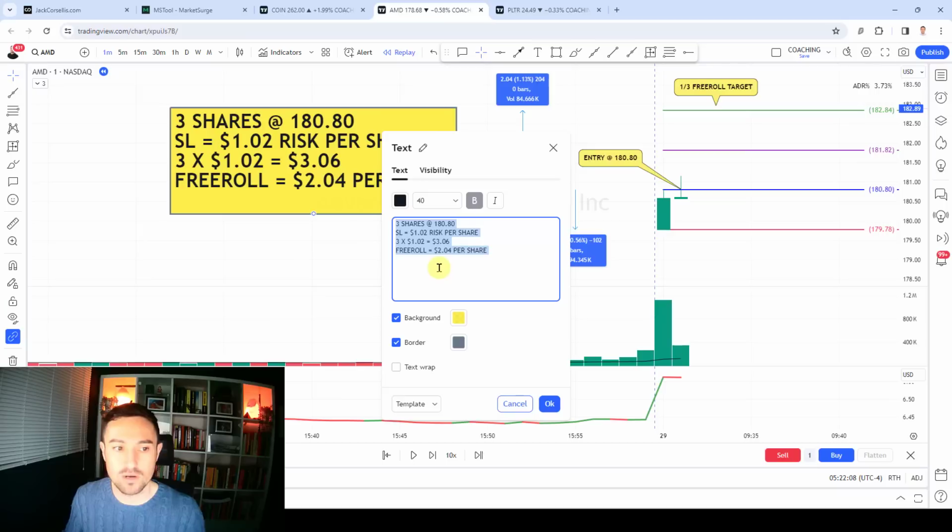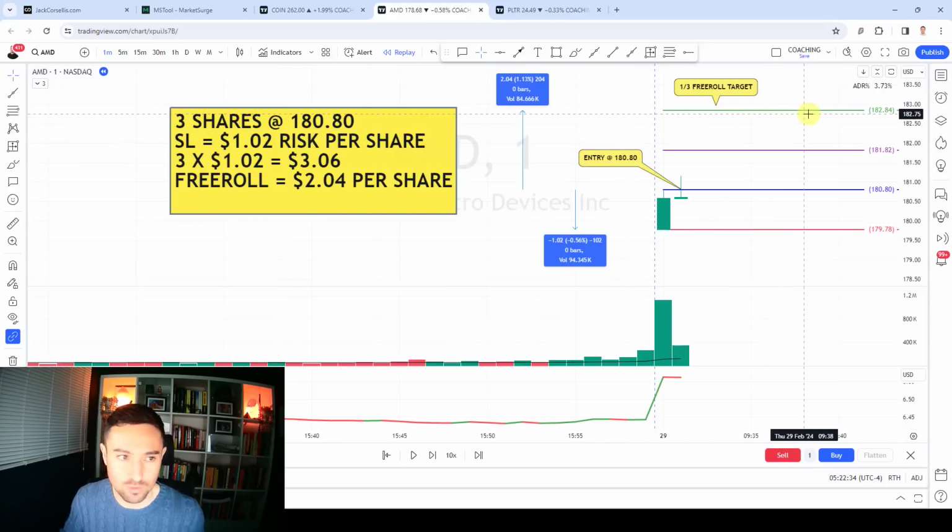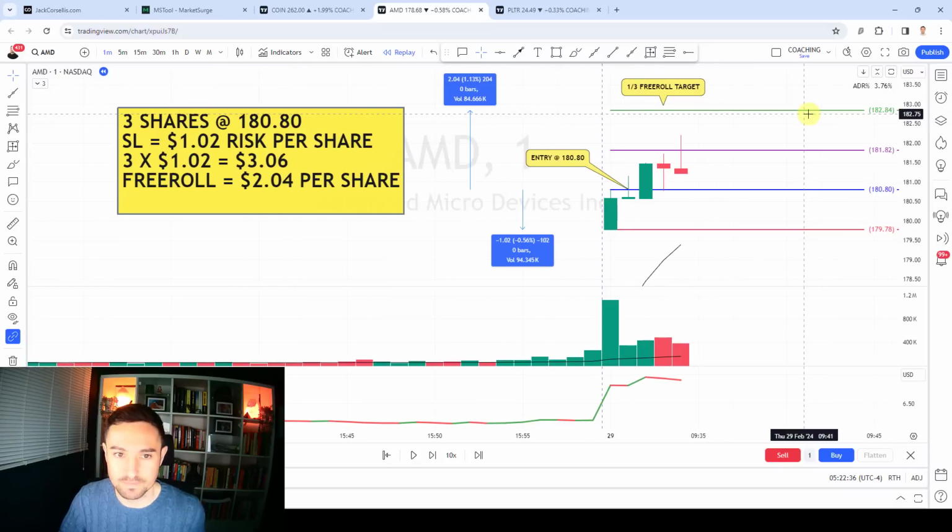Let's go back to here. So our free roll target is going to be here. Is going to be 182.84, which is going to be $2.04 per share. That's what we're trying to lock in here. Why? Because our risk is $1.02 per share. So our free roll target now, we're looking to sell 1/3 of the position at 2 times the initial stop loss, or wherever we could move the stop loss up. But here we're just doing it off the initial stop loss. Okay, so watch when this plays out. I'm just going to play it forward to when it actually gets to that level.